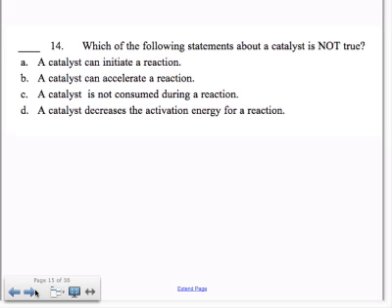Catalysts are substances that lower the activation energy for a reaction but don't get used up. So the only one of these that's not true is that a catalyst can initiate a reaction. It helps a reaction get going, but the catalyst itself does not initiate the reaction.